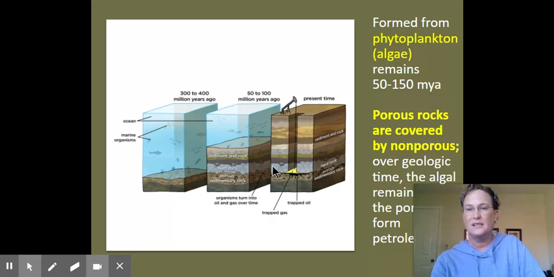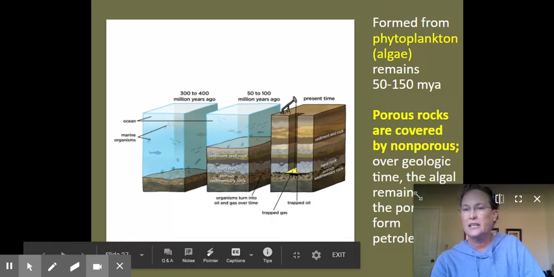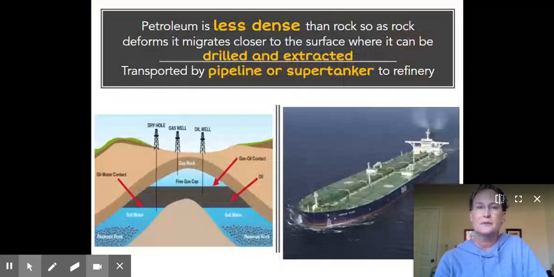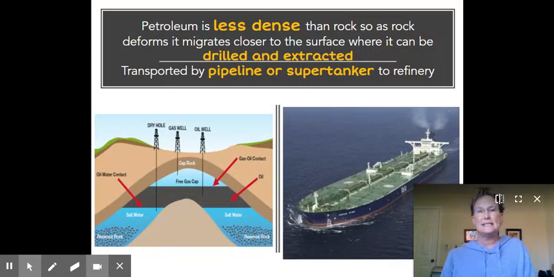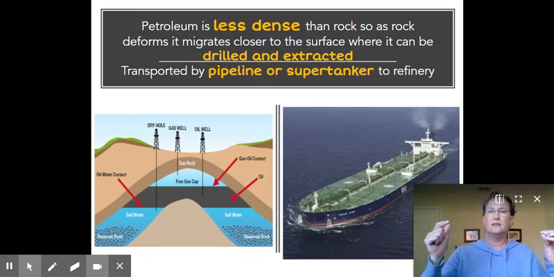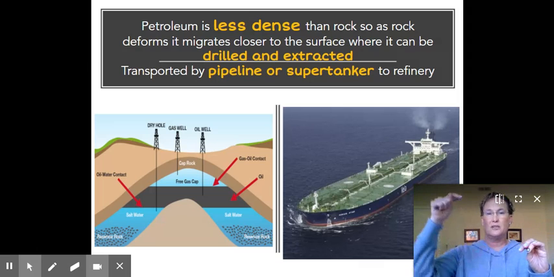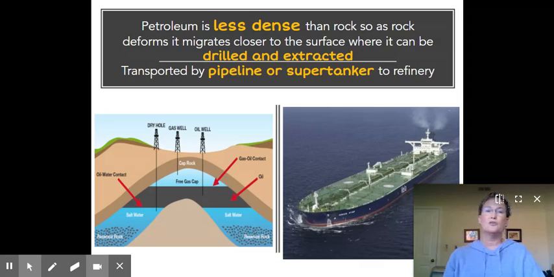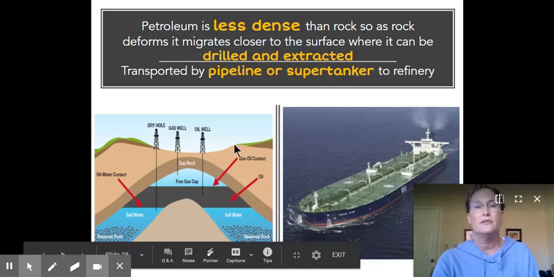So that's what my face is over a little bit here, but this is in your lecture notes so you can see that, okay? So petroleum is less dense than the rock. So the rock is deformed as it migrates closer to the surface where it can be drilled and extracted. So transportation is by pipelines or super tankers to a refinery, okay?